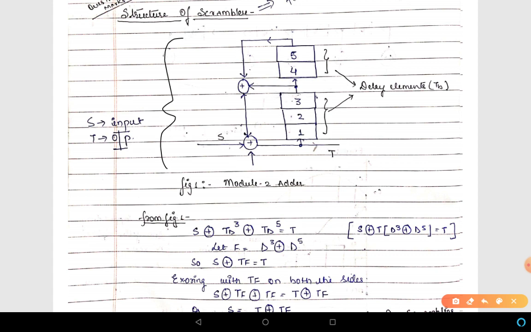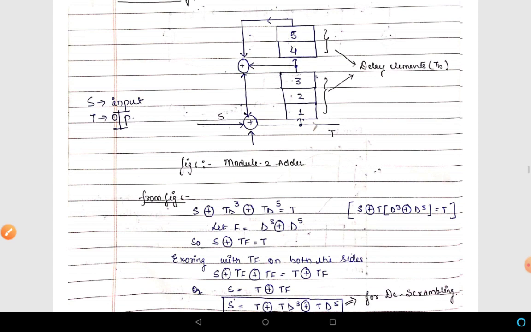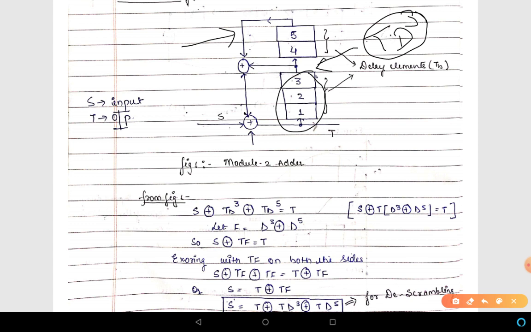Now, what are these? These are delay elements which can be implemented using D flip-flops. What is the output here? It is TD^3. T goes into these delay elements so that it becomes TD^3, and further it goes into two more delay elements so that here it becomes TD^5.